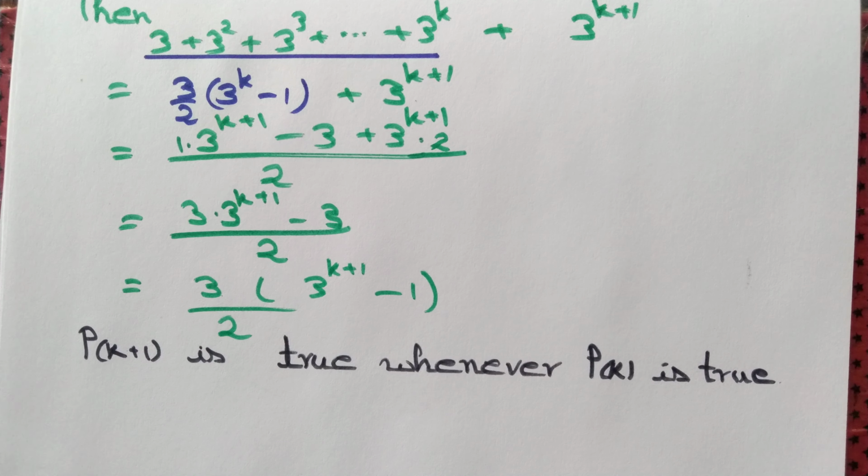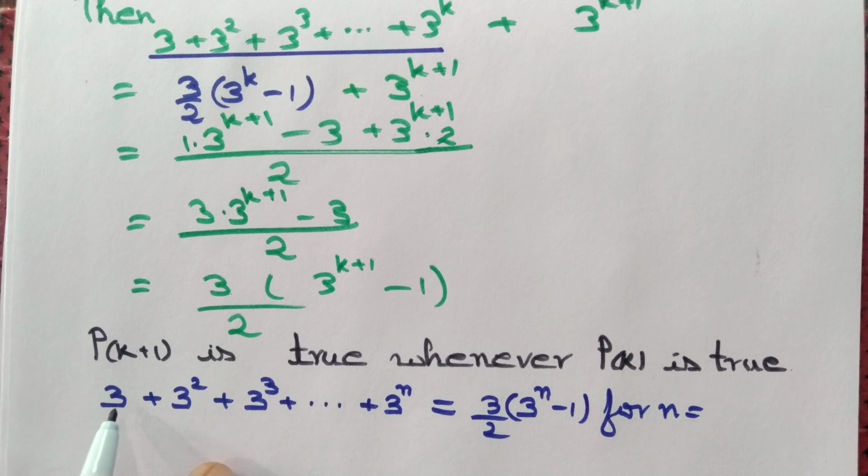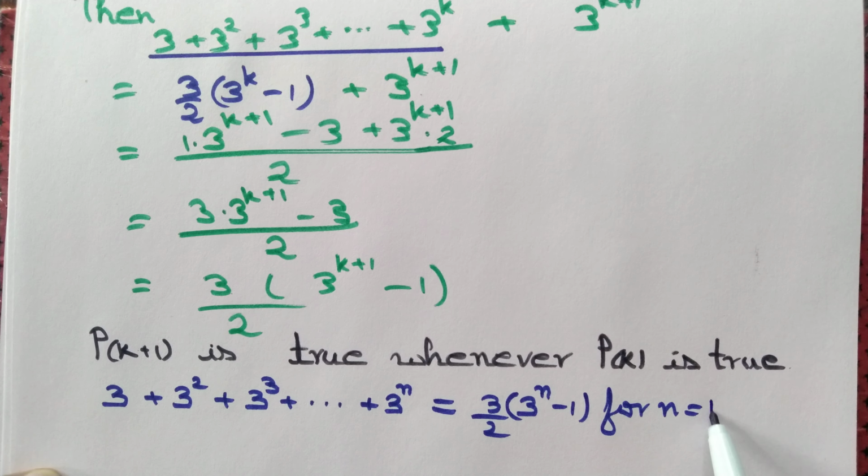But we have already shown that P1 is true. From there we can say that P2 is true. And we repeat this cycle to say that if P2 is true, then P3 is true. Again we repeat this cycle to say that if P3 is true, then P4 is true. So by the principle of mathematical induction, 3 plus 3 square plus 3 cube plus dot dot dot and so on up to 3 to the power n equals 3 by 2 times (3 to the power n minus 1) for n equal to 1, 2, 3 and so on.